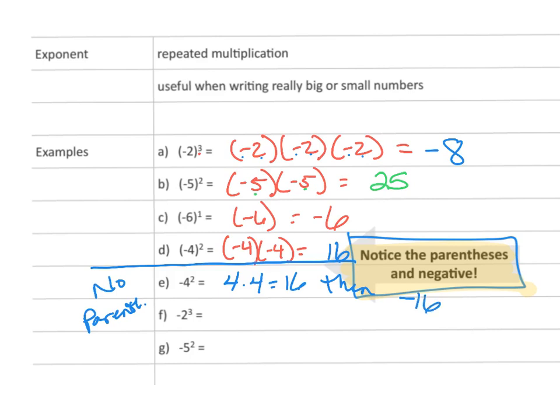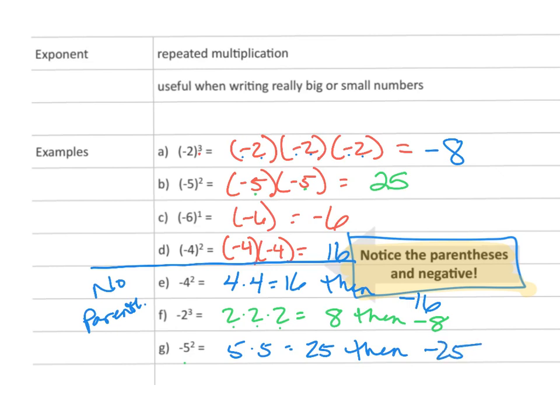Same thing with the next one. 2 times itself 3 times. 2 times 2 is 4 times 2 is 8, but then I make it negative. Negative 5 to the power of 2, so I'm going to do 5 times 5, which gives me 25, then put the negative sign in front of it. So this is almost a two-step problem. The first time you do your multiplication with your exponent, and then you put in the negative. But up here with parentheses, you do the negative number times itself.